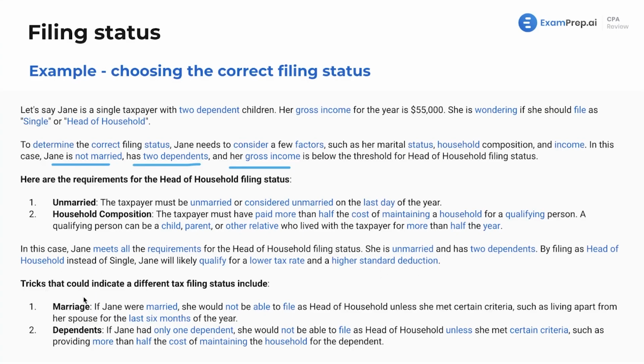Some tricks here that could indicate a different tax filing status. If Jane were married, she would not be able to file as head of household unless she met certain criteria, such as living apart from her spouse for the last 6 months of the year. And dependents, if Jane had only 1 dependent, she would not be able to file as head of household unless she met certain criteria, such as providing more than half the cost of maintaining the household for the dependent. A couple other things there. Make sure we have those down and you'll do just fine.